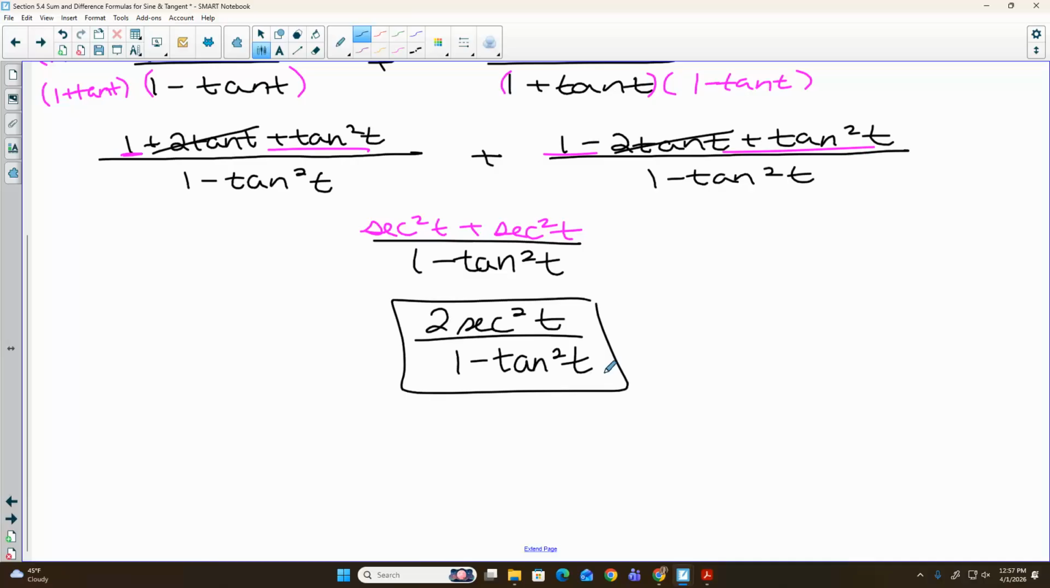All right. Do we need another proof? You guys feel okay with all of this then?